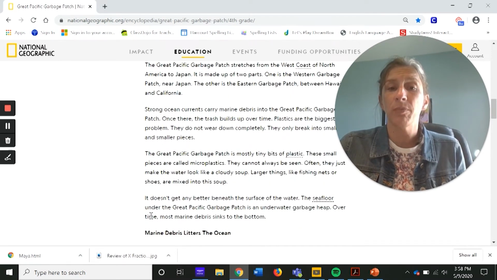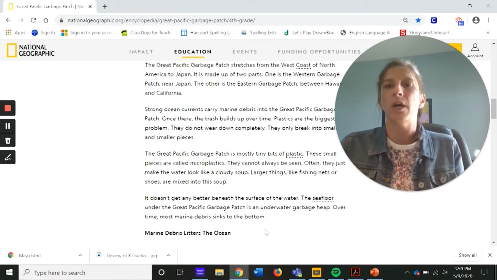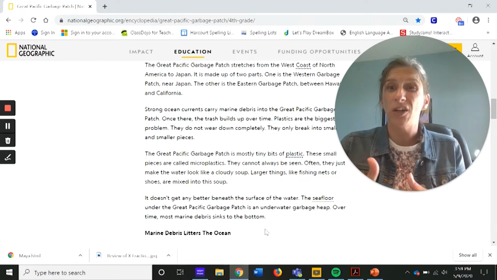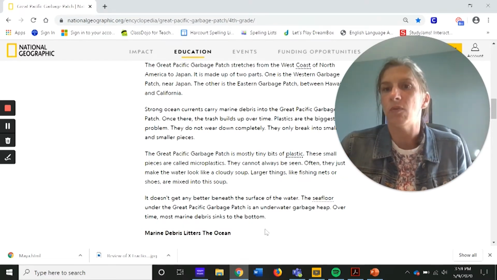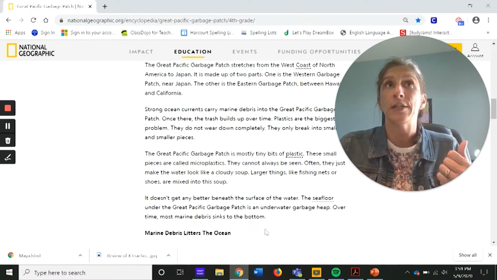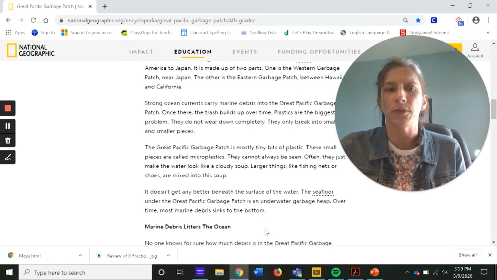It doesn't get any better beneath the surface of the water. The seafloor under the Great Pacific Garbage Patch is an underwater garbage heap. Over time, most marine debris sinks to the bottom. You can probably understand how that happens. That garbage piles on, and then it gets water in it, and it gets other things collected like in the nets, and that just keeps pulling down and down with the weight, which then enlarges the amount of space that garbage is really taking up, which is going to affect the animals.